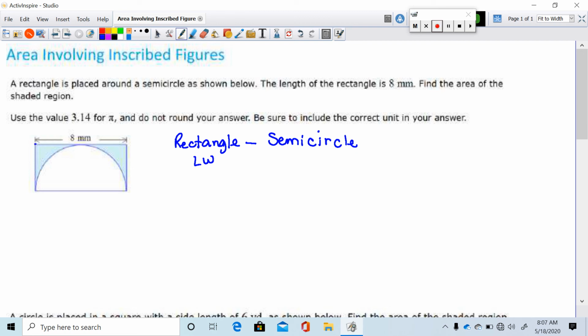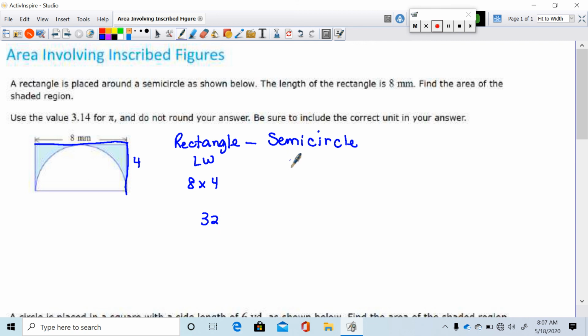They gave you the length is 8, and because it's got a semicircle inscribed in it, the width is half of that. So half of 8 is 4. So length times width, 8 times 4. Well, 8 times 4 is 32. So that's the rectangle. Now I'm going to figure out the semicircle.